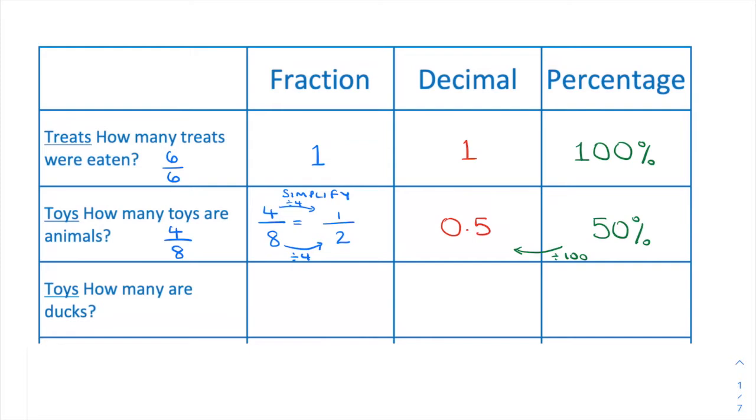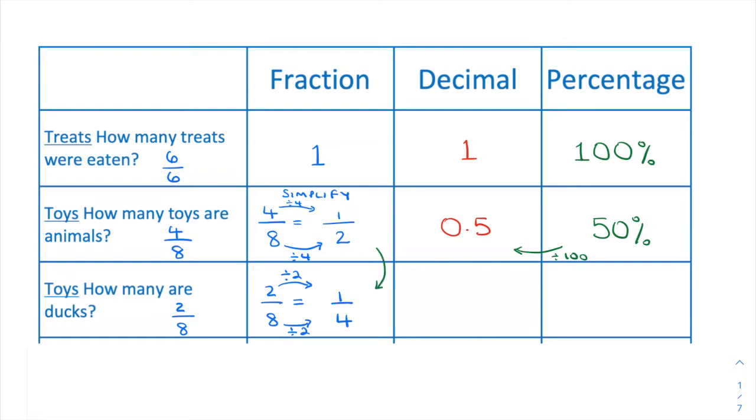How many of the toys are ducks? So that's 2 out of a total of 8 toys. Simplify that fraction as you did on the previous line. What's the highest number that goes into 2 and 8 being 2? Divide them by 2. So 2 divided by 2 is 1, 8 divided by 2 is 4.